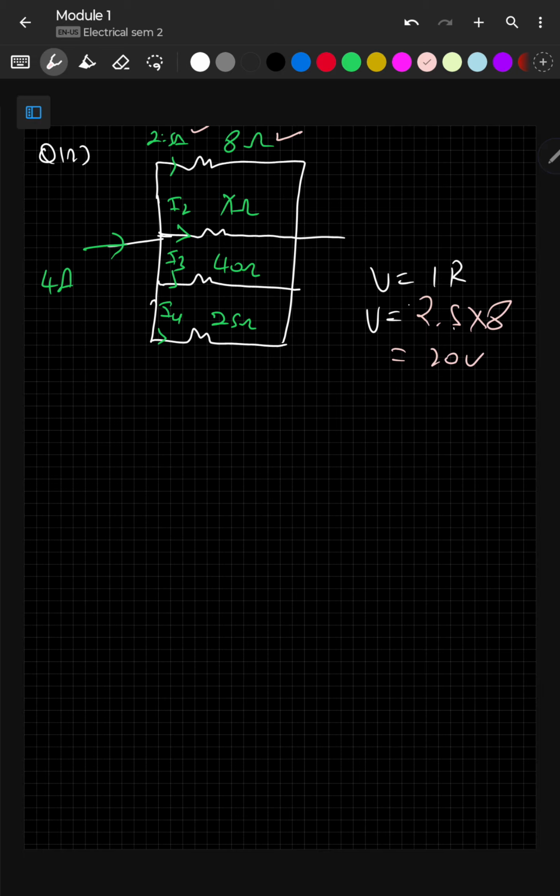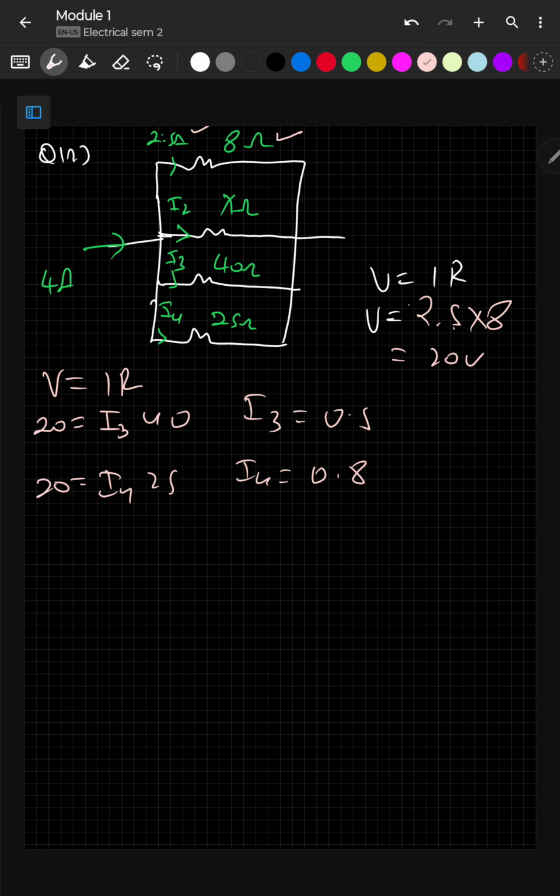Now we can easily find V equals IR. 20 equals I3 into 40. So that's going to be 20 by 40, so I3 will be 0.5. Similarly, 20 equals I4 into 25. So 20 by 25, that is going to be I4 equals 0.8. Now we have 4 equals 2.5 plus I2 plus 0.5 plus 0.8. I2 value will be what? 4 minus 2.5 minus 0.5 minus 0.8. That is going to be 0.2.